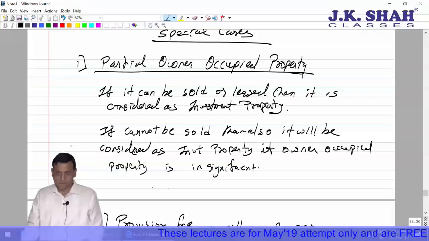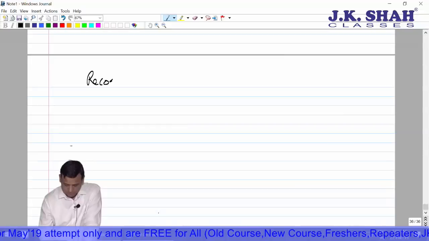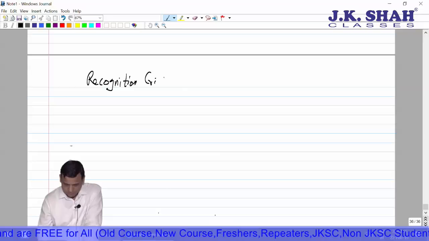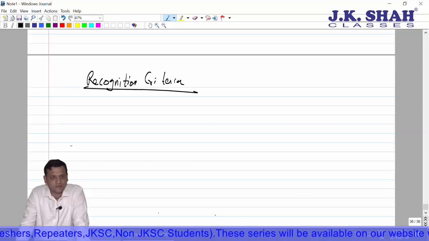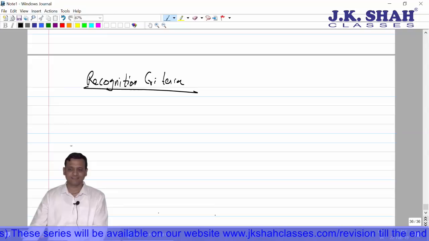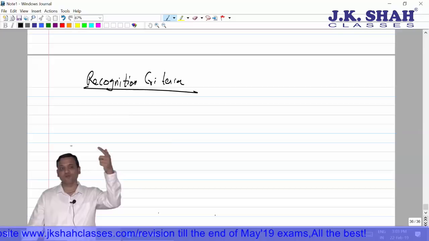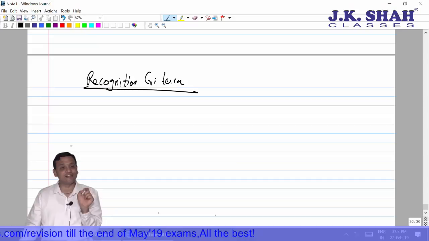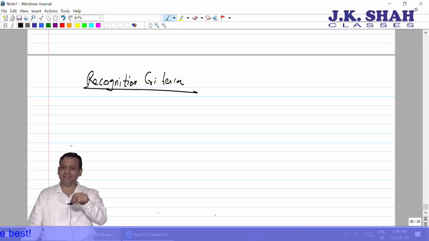Now, recognition criteria, that was the area we have to discuss. Can you recall what was the recognition criteria for IND AS 16? Two things were there. Future economic benefit. That is the main idea. It is probable that future economic benefits that are associated with the asset will flow to the enterprise. Here, instead of asset, what do we say? Investment property. See, there you had asset. And the cost can be measured reliably. So, what is the recognition criteria first?